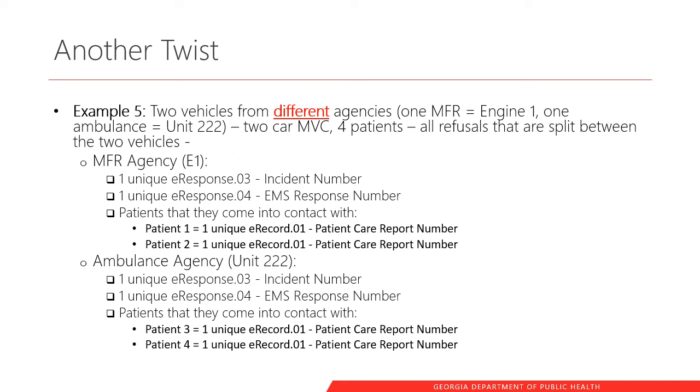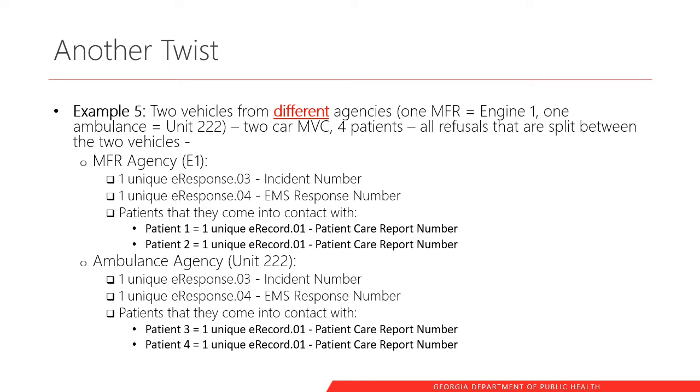2 vehicles from different agencies now, okay? So one is an engine, a medical first responder unit, and one is a med unit from a service. These are 2 different agencies. This would apply as well if this was 2 different ambulance services responding to a call. But when you have different agencies, you're going to have different incident numbers, because that incident number is usually auto-generated by that agency's software. So each of the incident numbers will be different. They still have to have one.